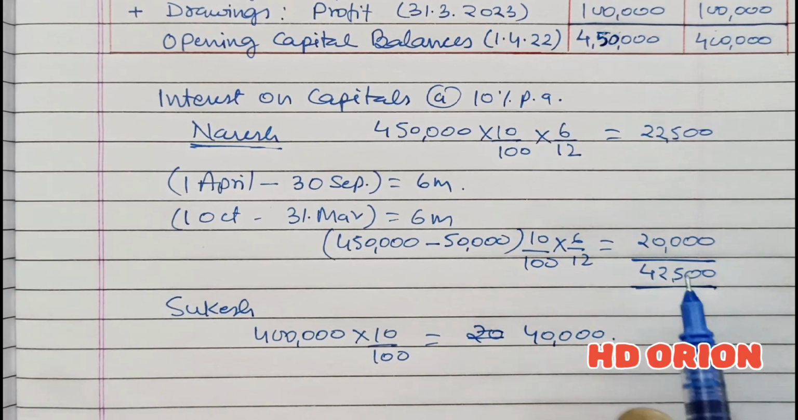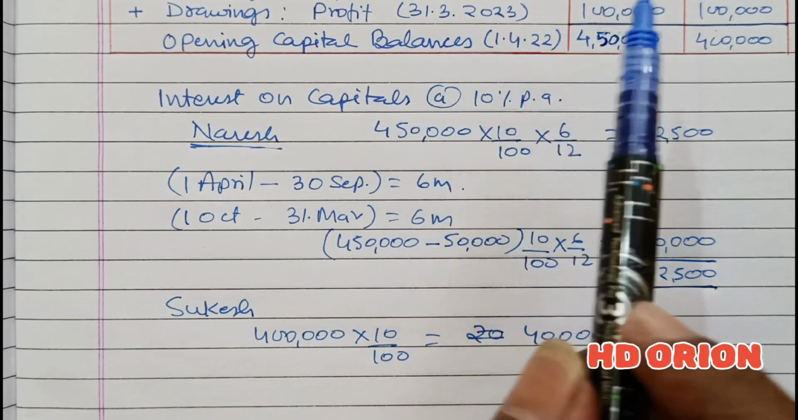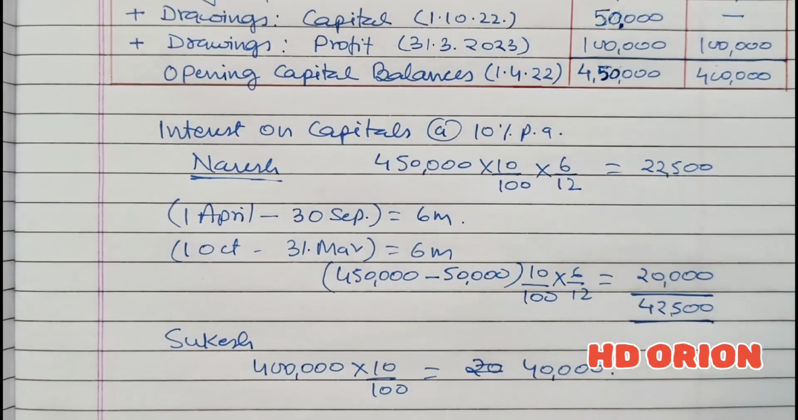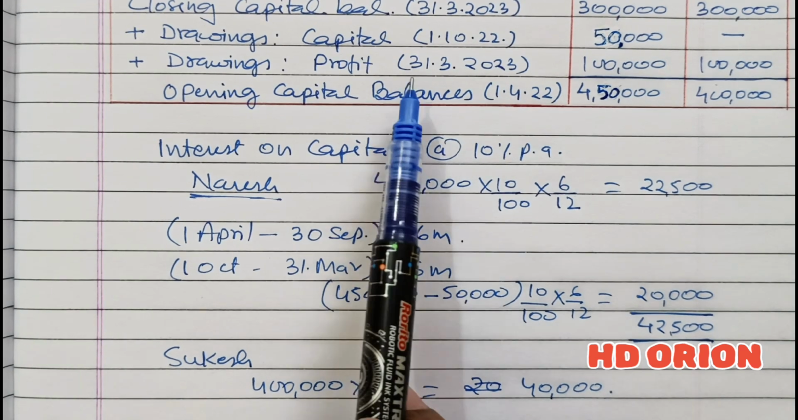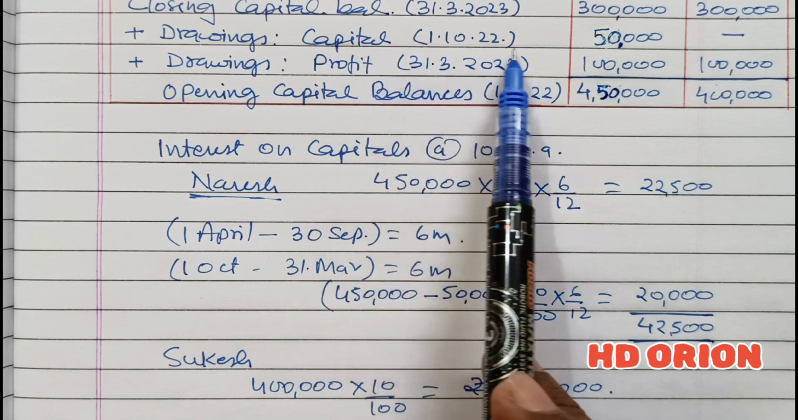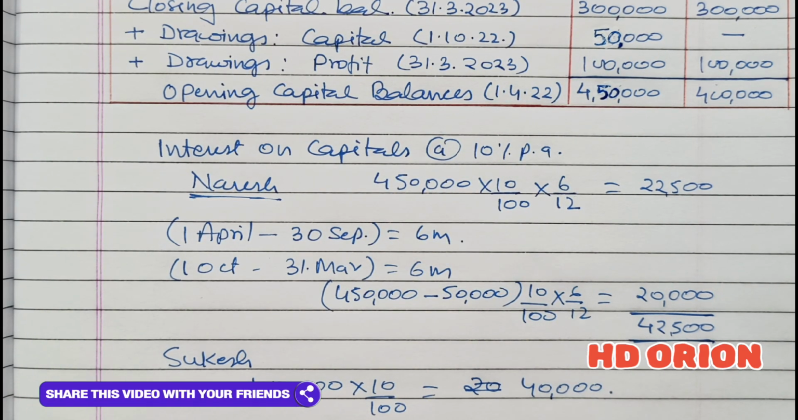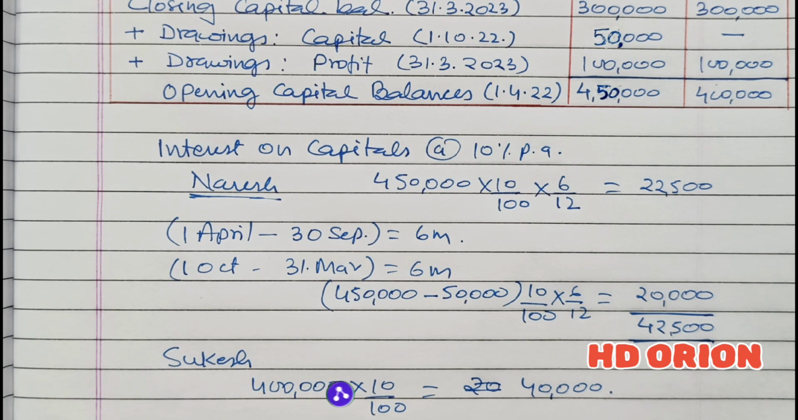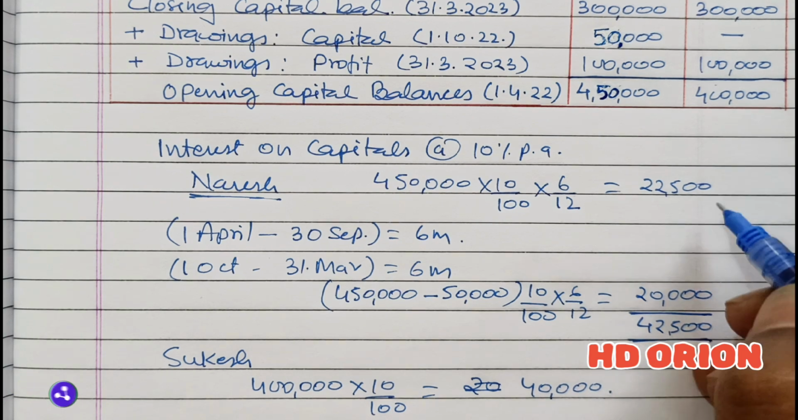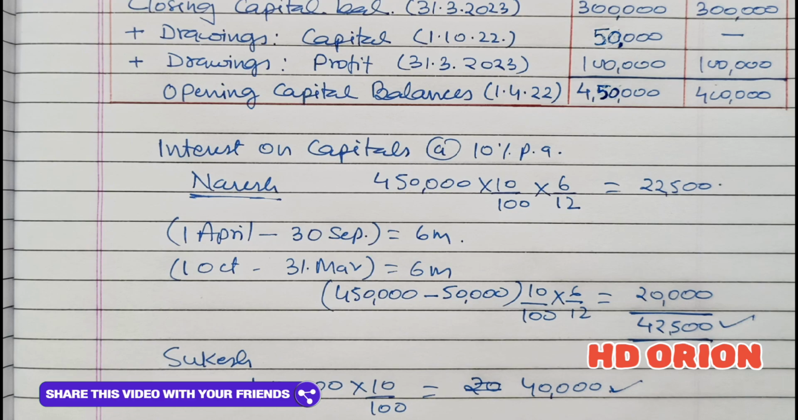So now, what to say about drawings made out of profit. Drawings which are made out of profit are generally on the last day of the accounting year, and therefore they are to be totally ignored. Only drawings made out of capital are to be taken into consideration when we are calculating interest on capital. So now with these two figures, we will pass the journal entries.